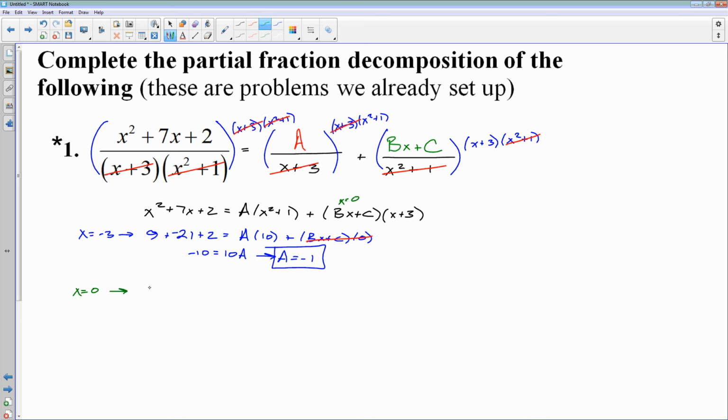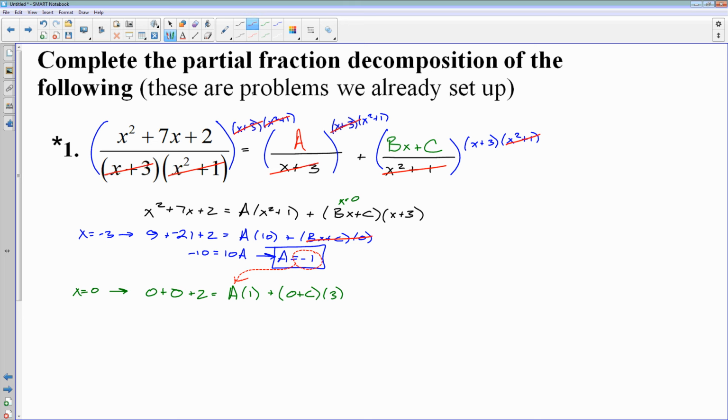That'll be 0 squared plus 7 times 0, plus 2 equals a times 0 plus 1 plus b times 0 plus c times 0 plus 3. And we'll clean that up. But now you may notice we have 2 variables. We have an a and a c. So what I'm going to do is take the value of a. Since I know a is -1, I can plug that in for a right here. A is actually no longer a constant.